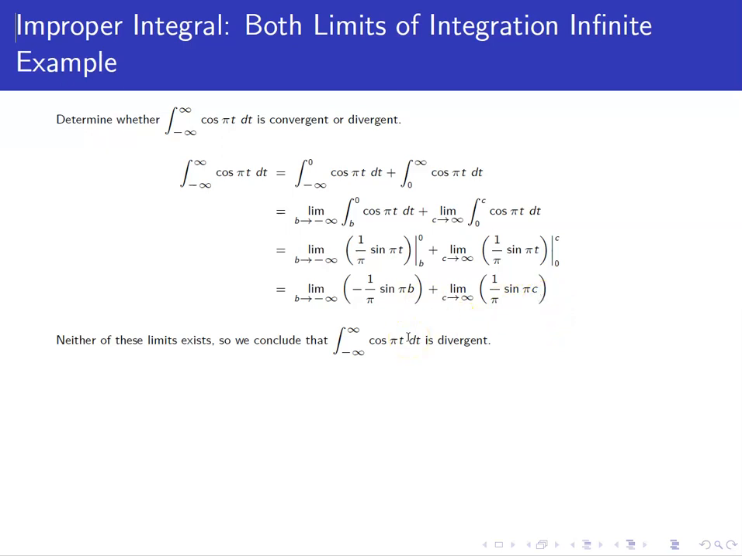Now, in this particular case, we notice that neither of these limits exist because sine is an oscillating function. It keeps going up and down forever. It goes between negative 1 and 1 forever. So neither of these limits exist. But even if one of them did not exist, we would have come to the same conclusion. That is that the original integral diverges.